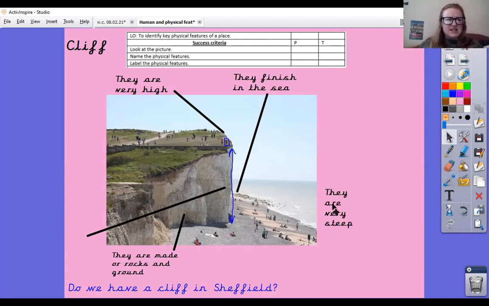So steep means that you could not walk down this. Because sometimes, like in Sheffield, we have some hills and they feel like they're very steep. But if we're careful, we can walk up and down them. Or if we walk up them, we might get really tired, but we can get up them. But this cliff is so steep that if you try to walk down it, you would just fall straight down because it is super steep.